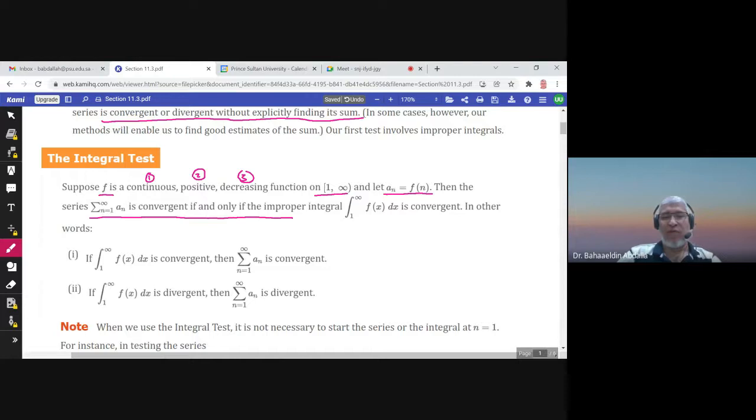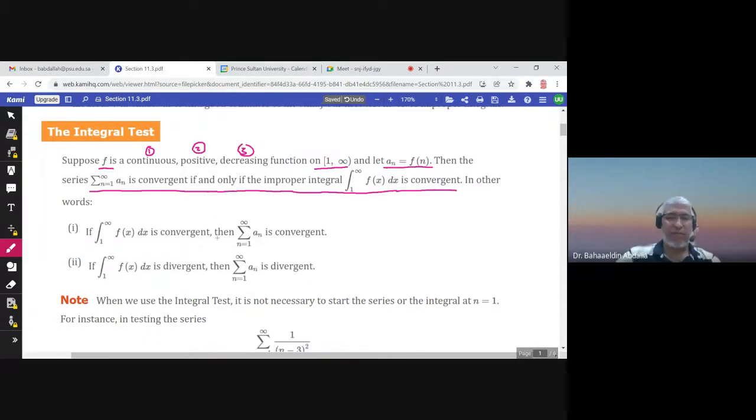Now the test says if these conditions are satisfied, then the series is convergent if and only if the improper integral of the function f of x from 1 to infinity is convergent. That's the test. So if the improper integral is convergent, the series is convergent. If the improper integral is divergent, the series is divergent.